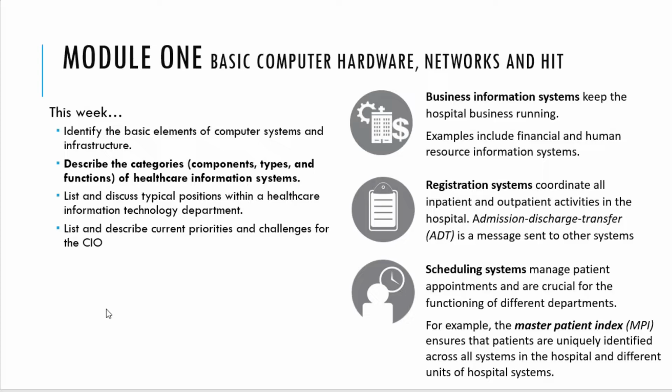As far as describing the categories of healthcare, as I mentioned before, there are the business information systems that keep the hospital running: the registration systems or the ADT systems that we may talk about later, and scheduling systems, including the master patient index, which has been mentioned before. That allows for a place or a location for patient information to reside and for it to be tied to, and that would be the MPI.